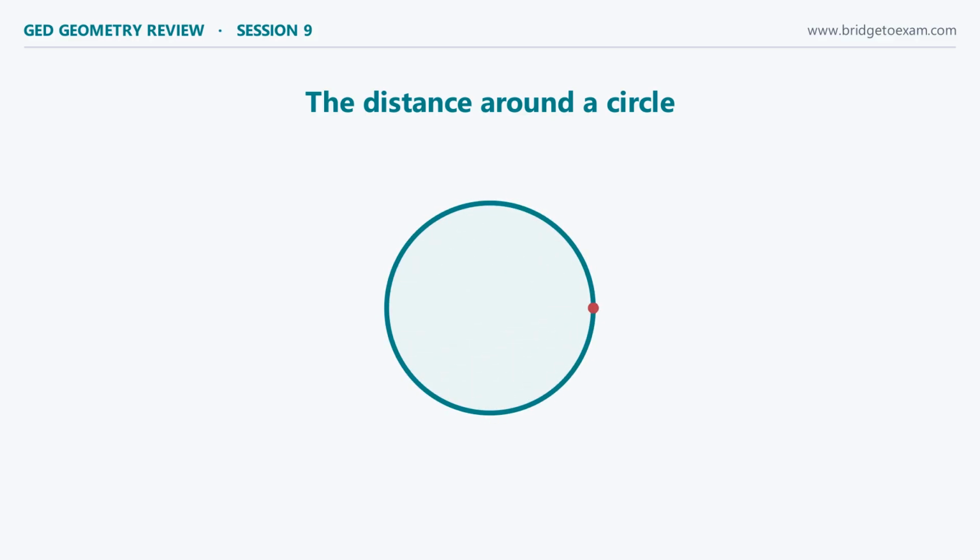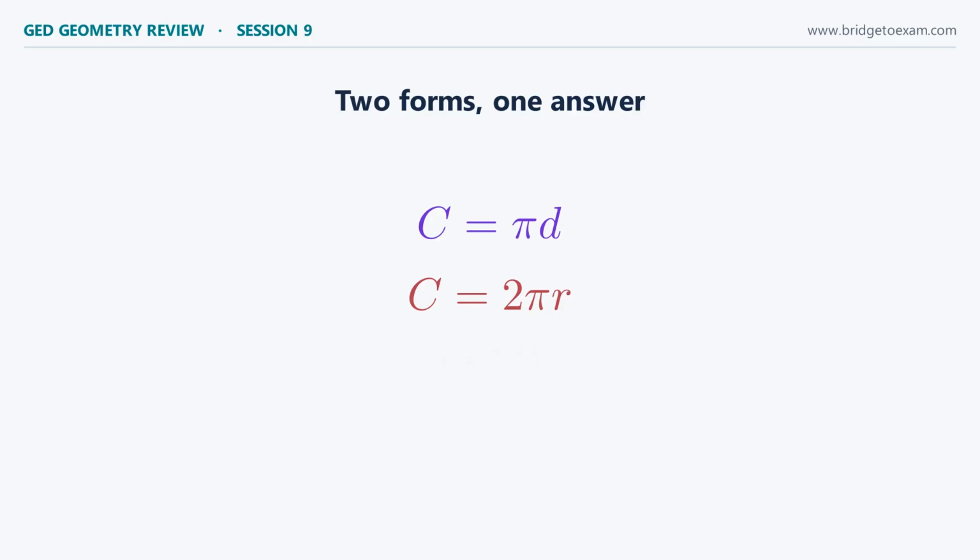Circumference is just a special name for the perimeter of a circle, the distance all the way around it. It is a length, so the answer is in plain units. There are two forms of the formula, and they give the same answer. Circumference equals pi times the diameter, or 2 times pi times the radius.